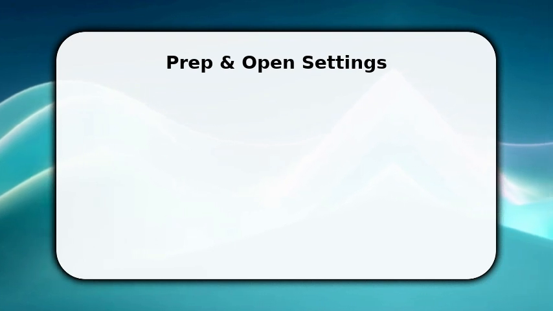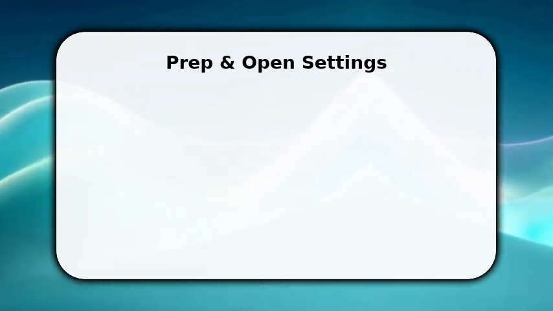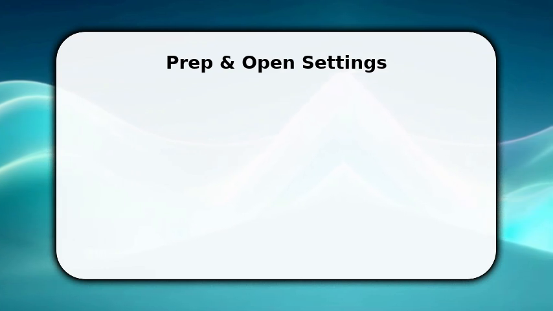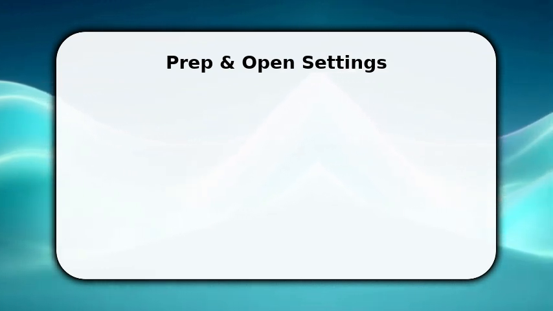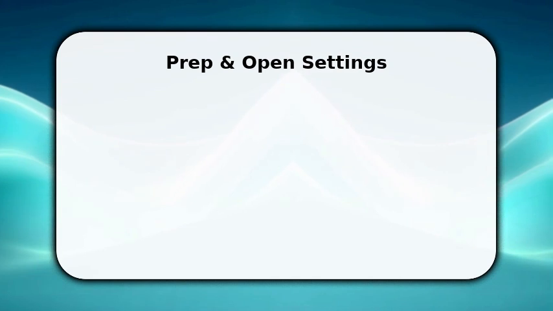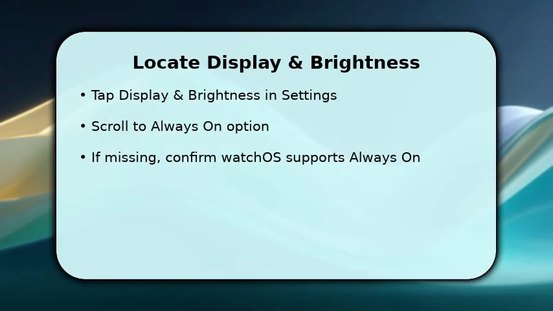Do this now so you can change display behaviors immediately. It's faster than using your iPhone for this specific toggle. You tap Display and Brightness next to Adjust Screen Behavior. That's where Always On lives.